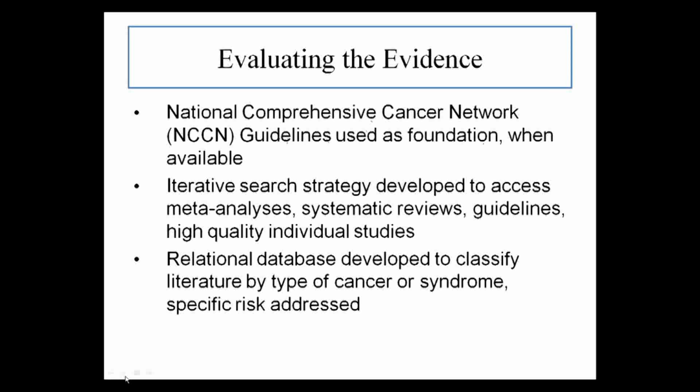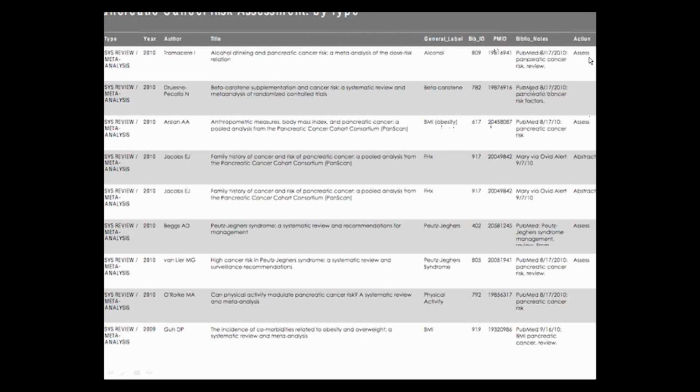There we go. Okay, so the top looks a little cut off, but this is actually our pancreatic cancer risk assessment literature database. And so you see we classify on the very left the type. These all happen to be systematic reviews or meta-analyses, the year, the author, the title. And then we have the general label.